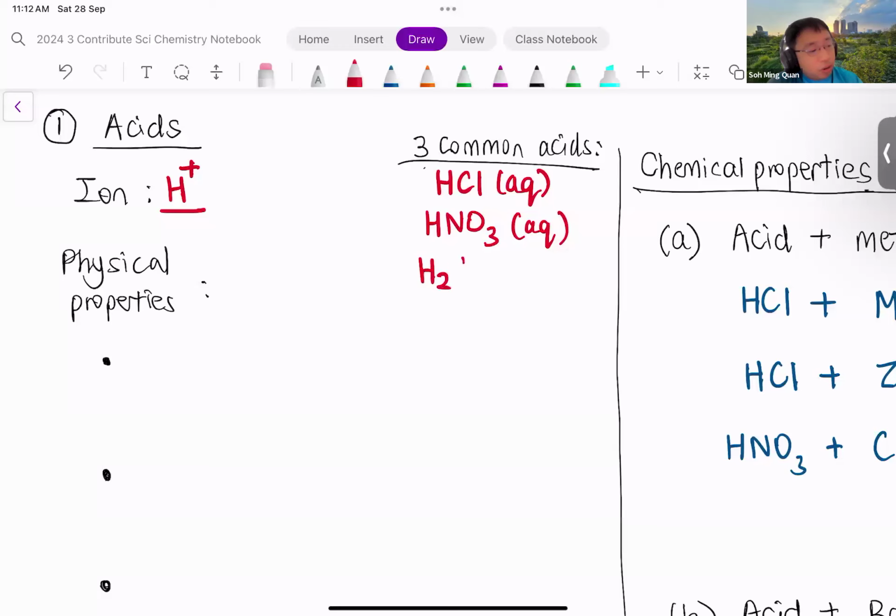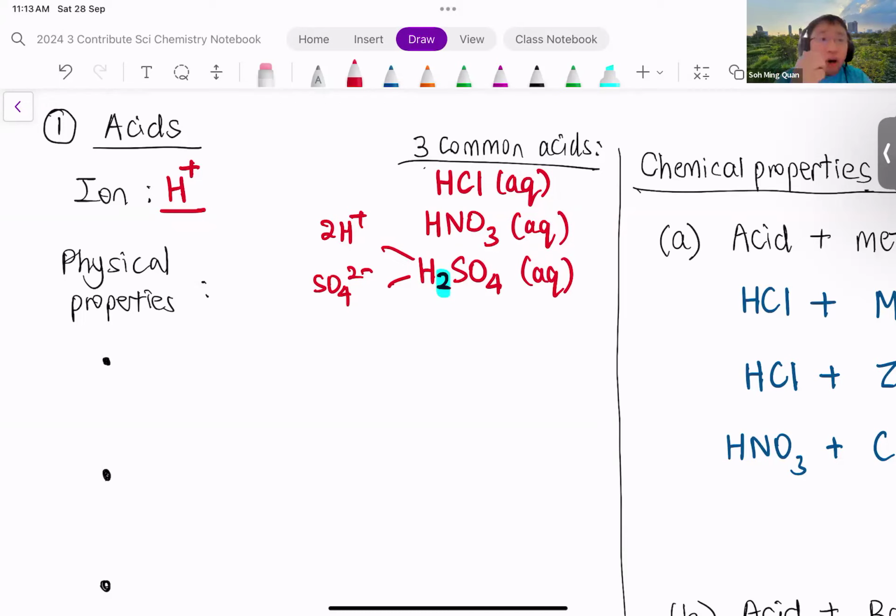Finally, H2SO4, sulfuric acid. Sulfuric acid also forms H plus like other acids would, but because of the 2, sulfuric acid will produce double the amount of H plus. So it forms 2H plus, which is double the amount of H plus, as well as SO4 2 minus. SO4 2 minus, you should know, is the sulfate ion. Hence, sulfuric acid produces sulfate as a product.